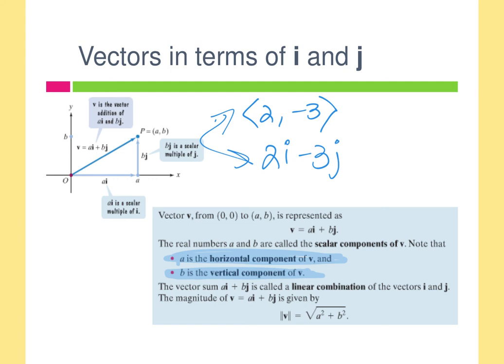So i and j aren't variables for anything? I represents change in x. J represents change in y.